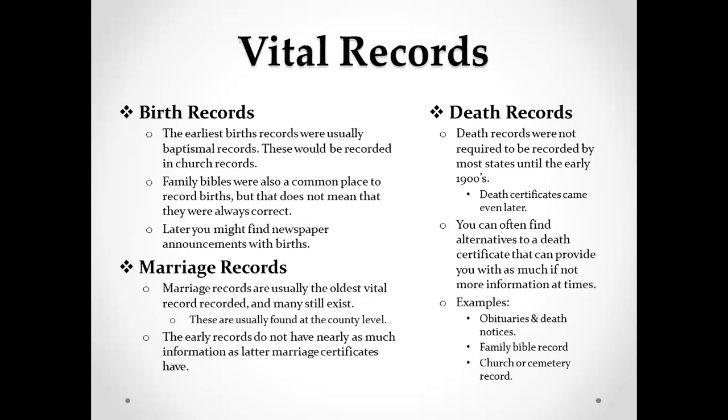A quick difference: an obituary is published in a newspaper by a family to say that that person has passed, whereas a death notice is something put in by the newspaper itself saying someone may have died in a certain type of accident. It doesn't necessarily give family information or anything pertaining to that person other than the name. It's more of just a notice that this event happened. Again, family Bibles can hold death dates, and then church and cemetery records as well.